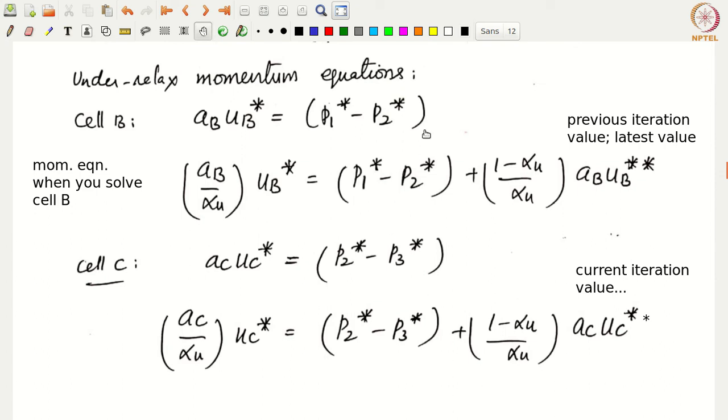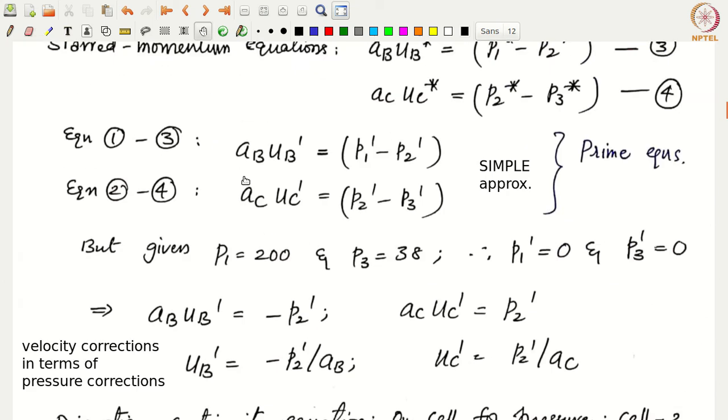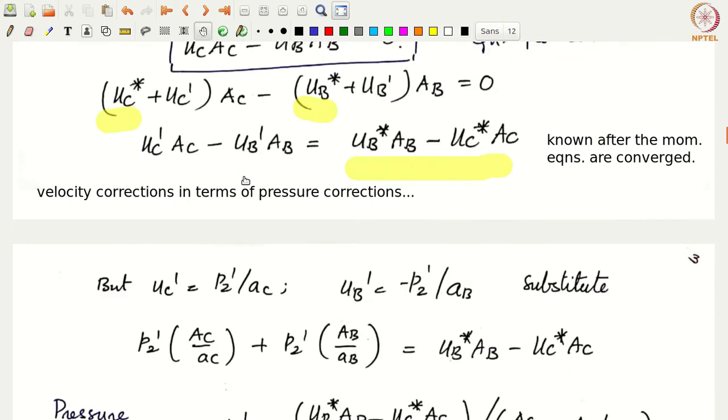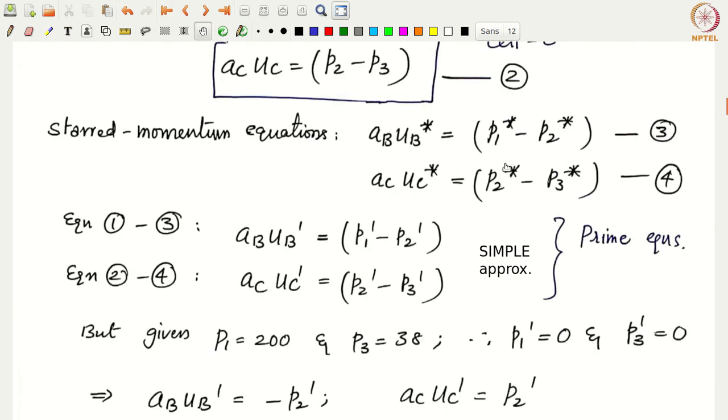Now, one question you may have is: instead of using this equation, we are now saying that we will use this equation with under-relaxation, but don't we have to go back and redo everything? Because if we have changed the momentum equation, don't I have to go back and do these correction equations again? For example, instead of 3 and 4, we are going to use the corresponding under-relaxed equations. Then don't I have to redo all these calculations of UB prime and use the correct equations, the under-relaxed equations, or not? So that is the question.